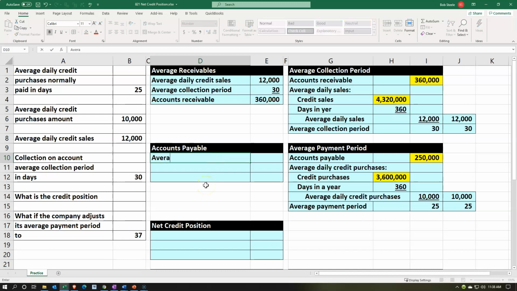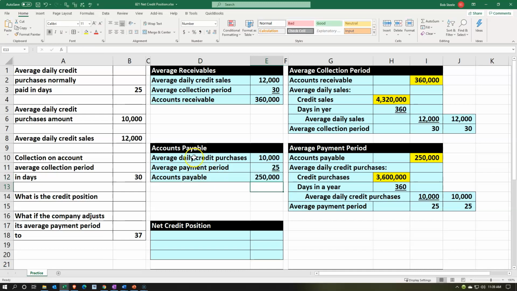We would take the average daily credit. Let's do it this way. I'm just going to say this equals the average daily credit, which is going to be the 10,000, and then we'd have the average payment period, which is going to be equal to the 25, or we can pick it up over here in the data set. Let's do that. And then we'll underline it and go to the home tab, font group, and underline, and that's going to be our accounts payable, or average accounts payable, which will be then equal to the 10,000 times 25.